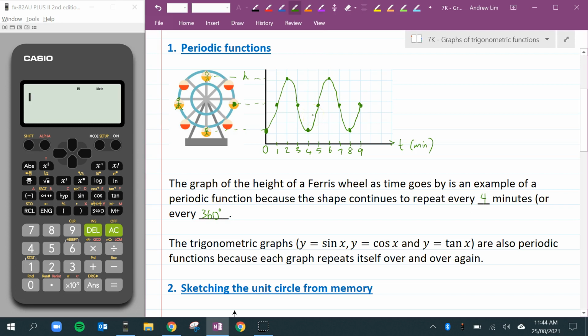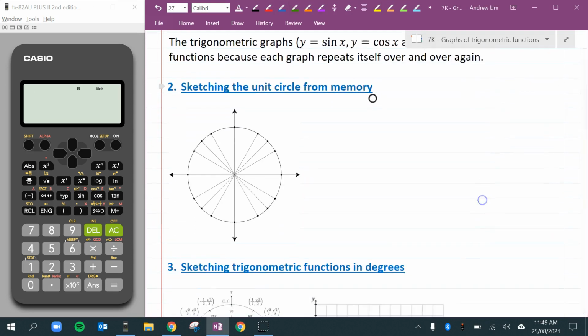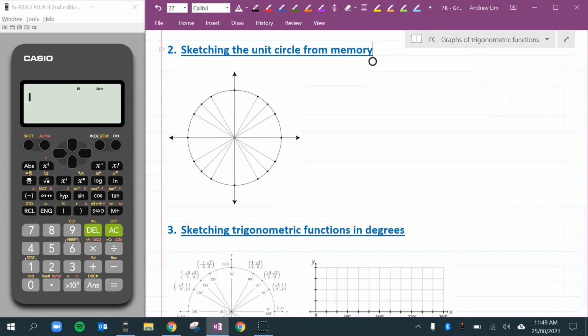Now the trig graphs y equals sine x, y equals cosine x, and y equals tangent x are also periodic functions because each graph repeats itself over and over again. Now, in order for us to graph these functions, I think it's best for us to go through how to actually sketch the unit circle. So I'm going to quickly teach you how to sketch a unit circle from memory.